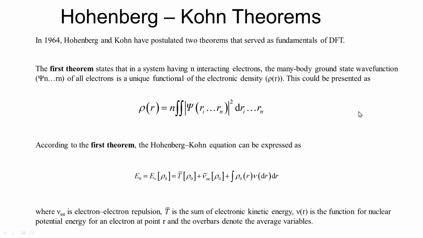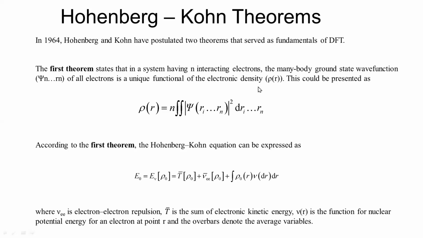The fundamentals of this theory begin in 1964, where Hohenberg and Kohn developed two theorems. The first theorem states that in a system having n interacting electrons, the many-body ground state wave function psi of n electrons is a unique functional of the electron density. In the traditional Schrodinger wave equation, we have to consider all electrons. But the first theorem of Hohenberg and Kohn treats the energy as a functional of the electron density. That's why it is called density functional theory. It is a functional of electron density.